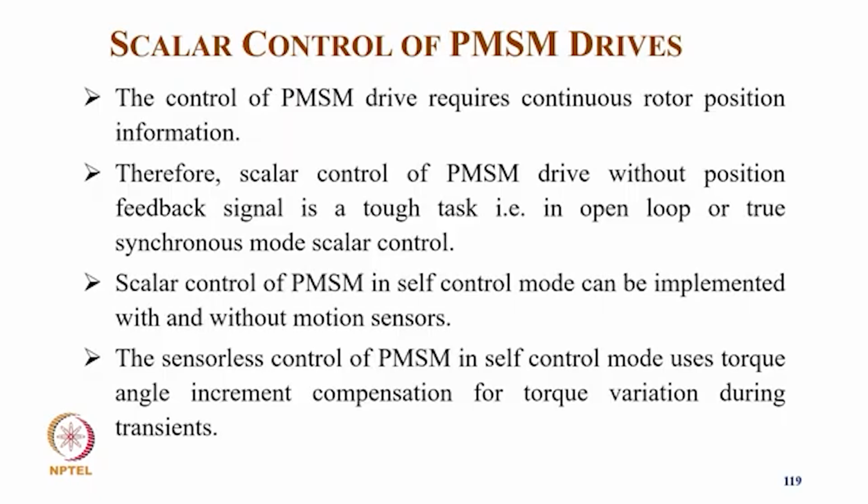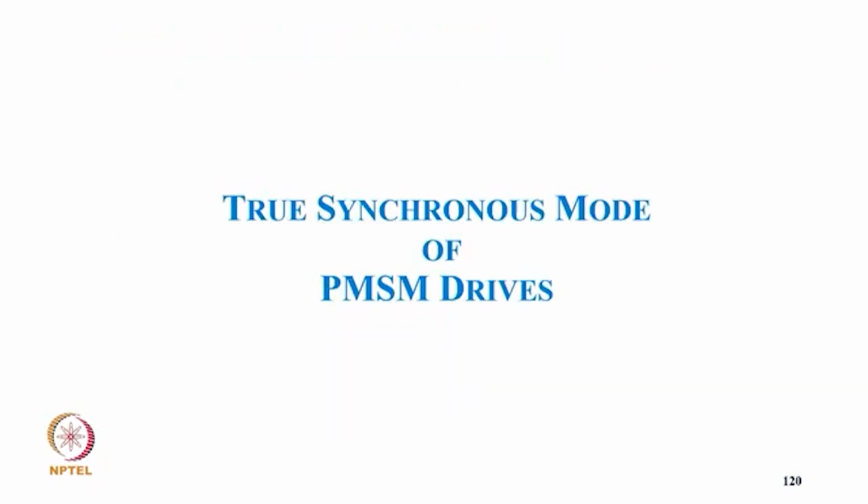And scalar control of a PMSM in self-control mode can be implemented with or without motion sensors. The sensorless control of the PMSM in self-control mode uses torque angle increment compensation for torque variation during the transient.